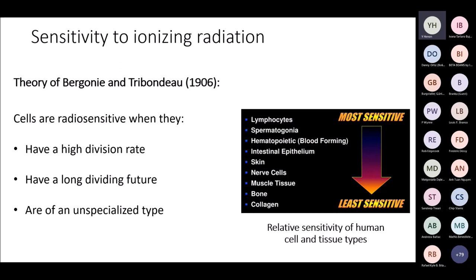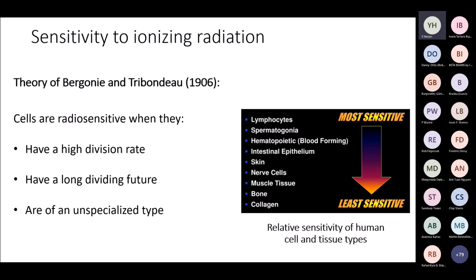In 1906, two French radiobiologists came to a couple of principles that are still valid to this day regarding the radiation sensitivity of cells to ionizing radiation. Actually, the use of radiation for cancer therapy, for imaging and for radiation therapy, came very soon after the discovery of radioactivity and X-rays by Röntgen. So already in the early 1900s, they were starting to understand the sensitivity to ionizing radiation.